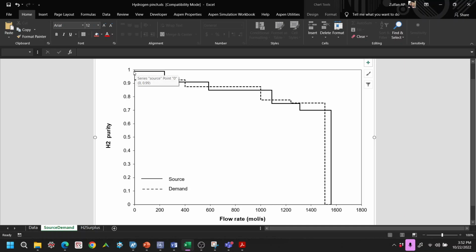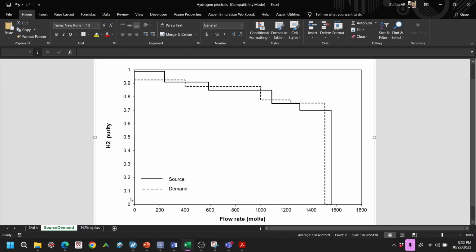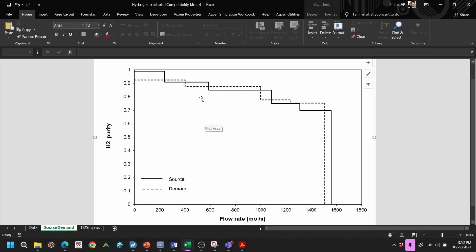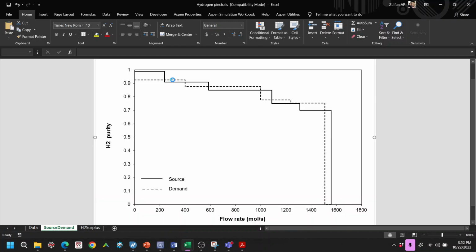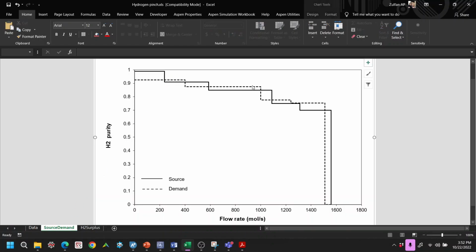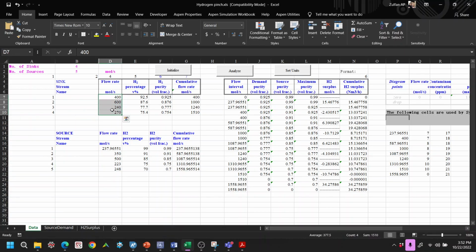So as I mentioned, it is the 99% of this source stream, and then it goes. We have 1, 2, 3, 4, 5 sources, which in this case is 5 sources. And then the demand is 1, 2, 3, 4 stairs, 4 steps. So the 4 steps of sinks, the demand.